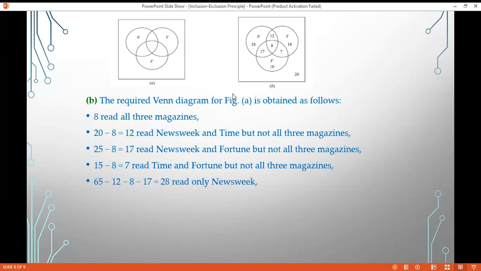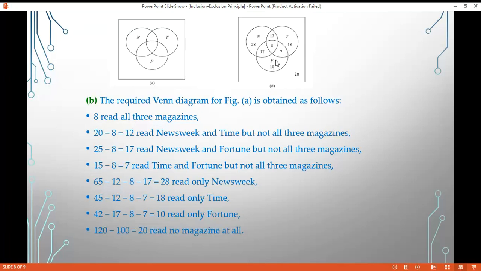Now, those who read only Newsweek: out of the total 65, we have to subtract 12, 8, and 17, so we get 28. So only 28 have read only Newsweek. Next, those who read only Time: out of 45, we subtract 12, 8, and 7, so we get 18. Similarly, we find those who read only Fortune: out of 42, we subtract 17, 8, and 7, so we get 10.